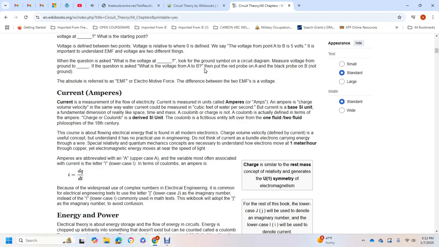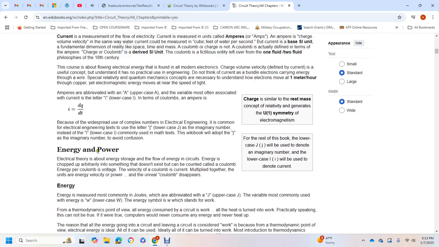Amperes are abbreviated with uppercase A. The variable most often associated with current is the letter I, lowercase i. In terms of coulombs, an ampere is coulombs per second. Complex numbers are widespread with electrical energy. In common electrical energy texts, the lowercase letter j is used as the imaginary number instead of lowercase i, which is commonly used in math books. The wikibook adopted j as the imaginary number to avoid confusion.